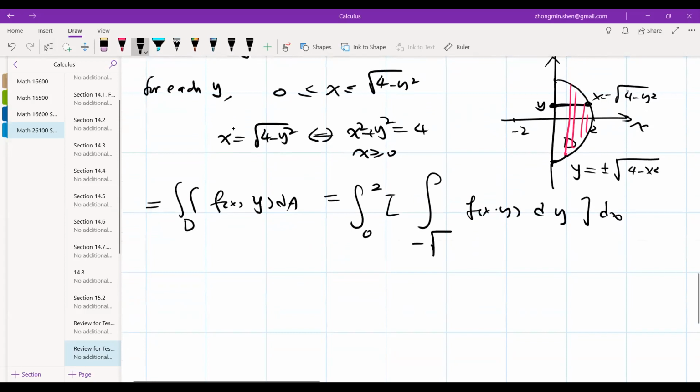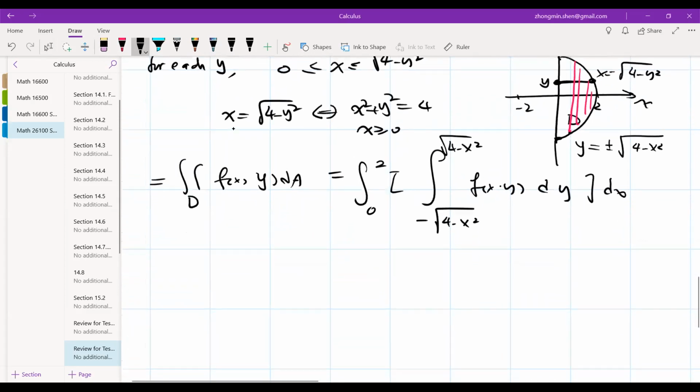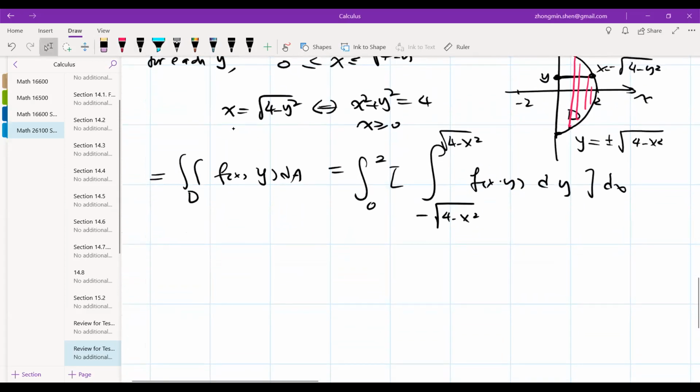So the lower bound will be negative, the upper bound will be positive. Okay, so this is what I want you to get. You have to draw the region first, then write down the double integral and express clearly what D is. The domain is important. This is a part of the solution.